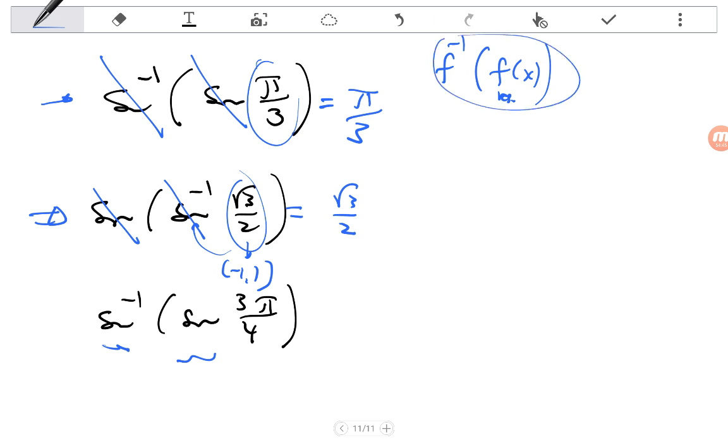Now this is like this one. The f inverse doesn't cancel the f only if f is restricted. Is this angle in the restricted domain of the sine? No. So that will not be 3 pi over 4. Why? Now it is obvious here. The sine inverse will never give me an angle that is outside from negative pi over 2 to pi over 2. Check it with the calculator. It will never give me an angle that is 3 pi over 4.